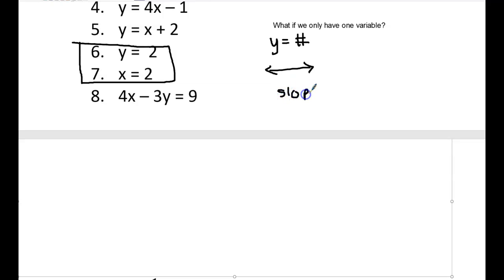That's not really too relevant for today, I don't think, but might be helpful. If you have x equals a number, surprise, surprise, it's a vertical line. And we talked about those last lesson as well. That means your slope is undefined.